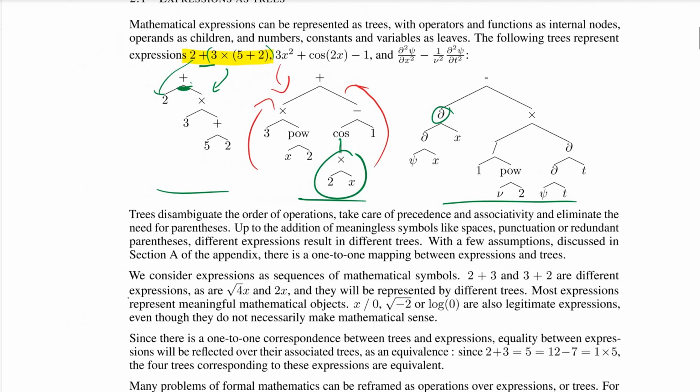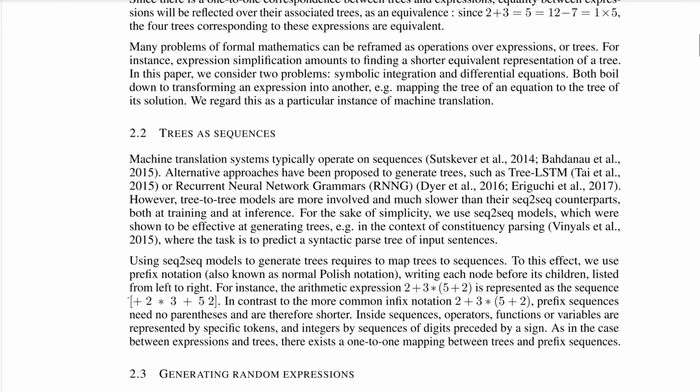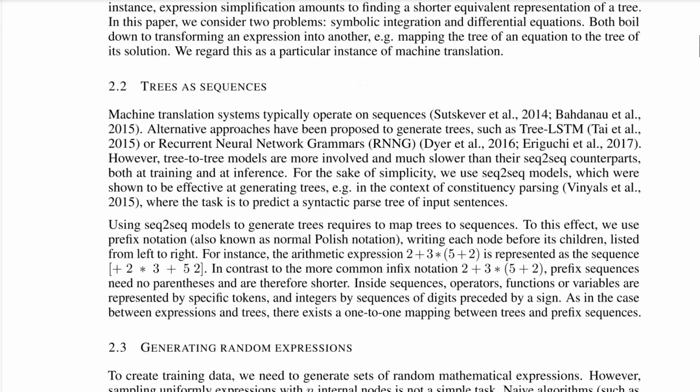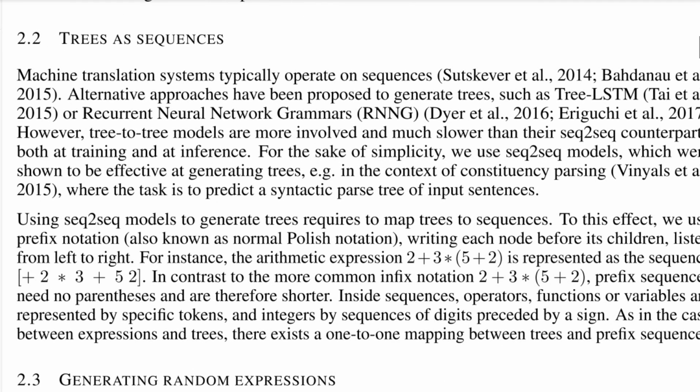So they say, no, let's actually go with trees as sequences, right? So you can see that this mathematical expression, for example, is already a sequence, right? It's simply a sequence of tokens. But there are many different ways of expressing this. So you can say 2 plus 3 times the parentheses. You can say 3 times the parentheses plus 2. You can turn many things around, and there's always these parentheses make it harder, and so on.